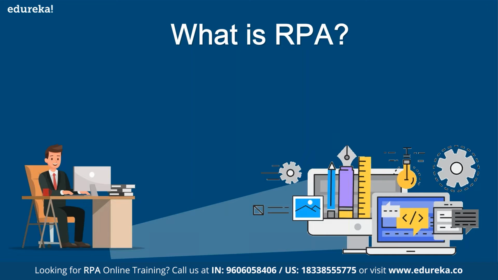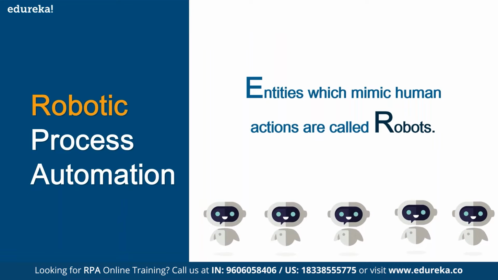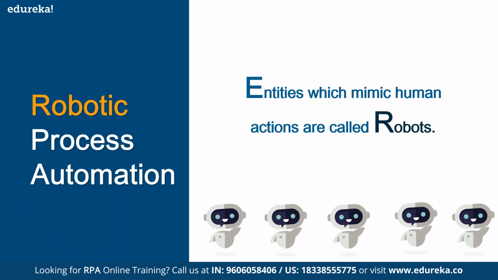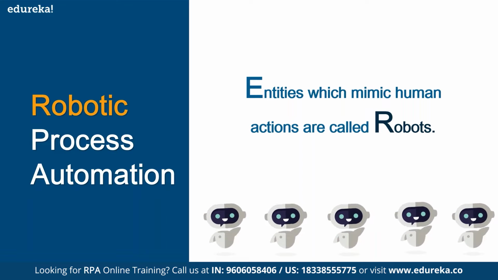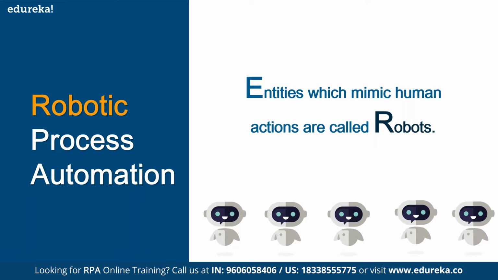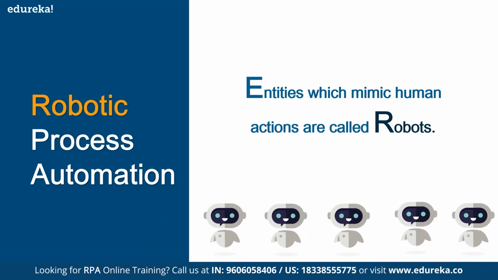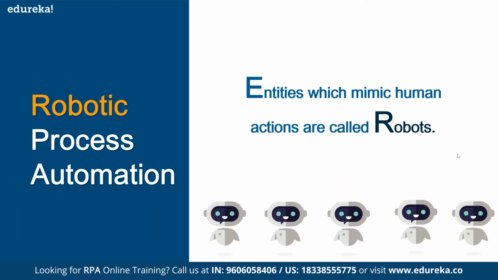In such tough situations, the savior is RPA, that is, robotic process automation. So then what is a robot? A robot is an entity which mimics human actions. Whatever manual things you do on your system to carry out a business process will be copied by that robot, and it does the same thing for you. It is a software entity which mimics whatever action you do on your computer.